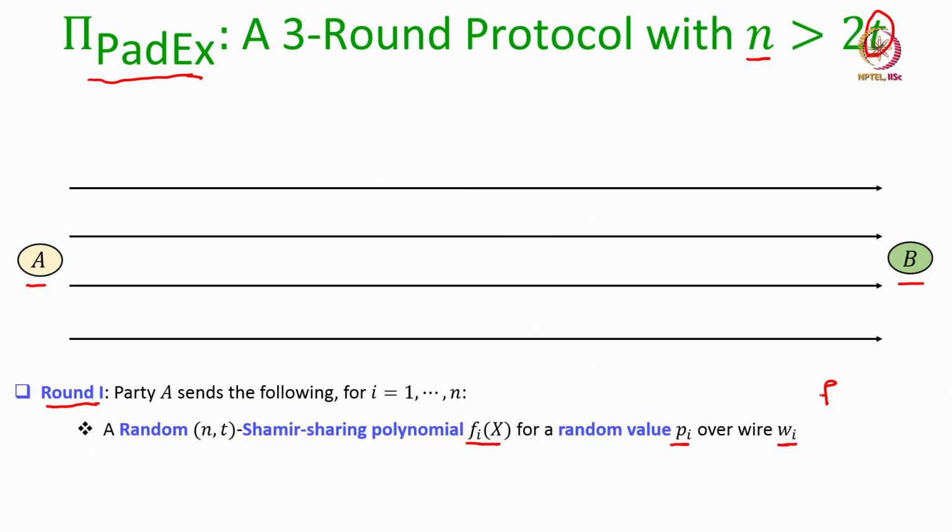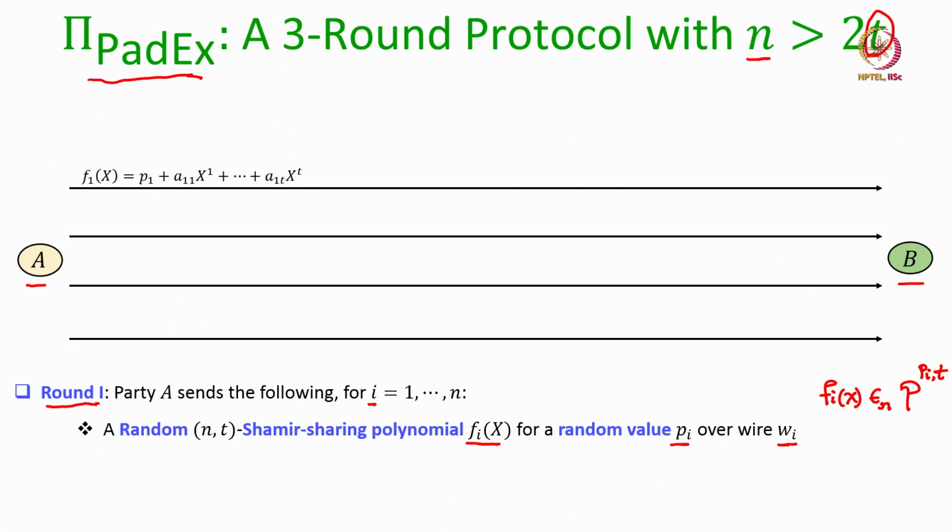So, f sub i of x is a random polynomial from the set of all polynomials whose constant term is Pi and whose degree is t. It sends one polynomial over each wire. Remember, for i equal to 1 to n, there are n such wires.